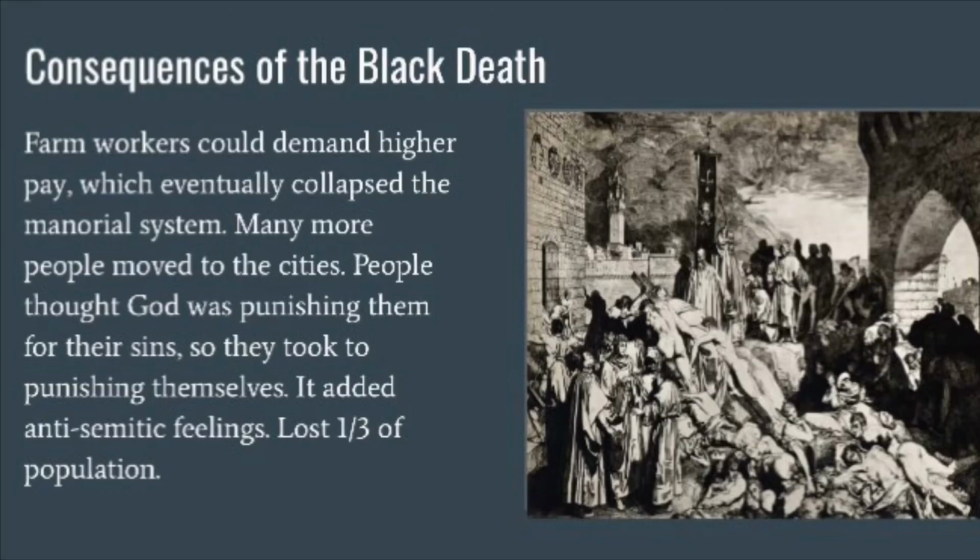With the Black Death creating multiple consequences, farm workers could demand higher pay, which eventually collapsed the manorial system. Many more people moved to cities. People thought God was punishing them for their sins, so they took to punishing themselves, which added to the anti-Semitic feelings. Towards the end, one third of the population died.